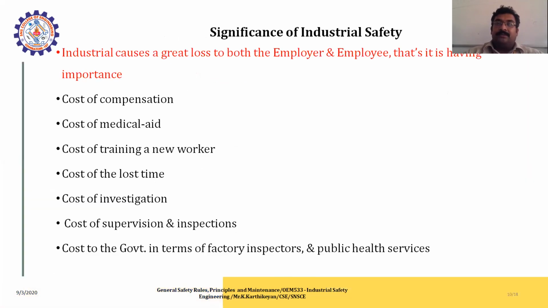Next one. Significance of industrial safety engineering. Industrial accidents cause great loss to both employer and employee. It has importance. The first things: cost of compensation, cost of medical aid, cost of training new workers, cost of loss of time, cost of investigation, cost of supervision and inspections, and cost of government in terms of factory inspectors and public health services. These are all the significance of industrial safety in the system.